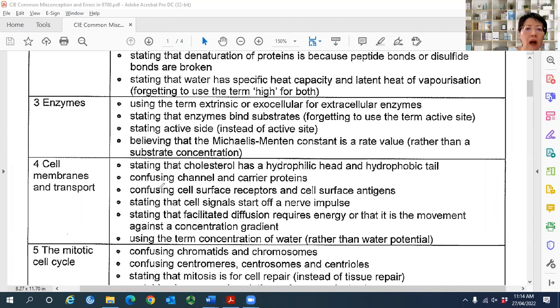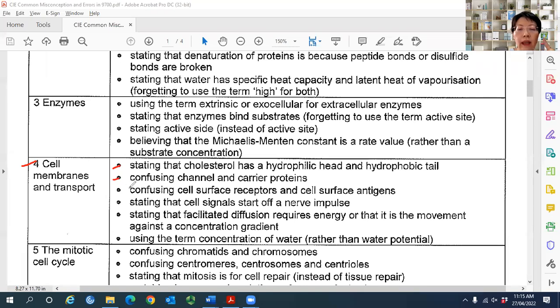Next, okay, cell membranes and transport. Stating that cholesterol has a hydrophilic head and a hydrophobic tail. What's that? Hydrophilic head and hydrophobic tail. Cholesterol. No, we never learned that cholesterol got this thing. We only learned the phospholipid molecule has. So don't simply cut and paste, okay, in A level. Must be specific to what you learn only, right?